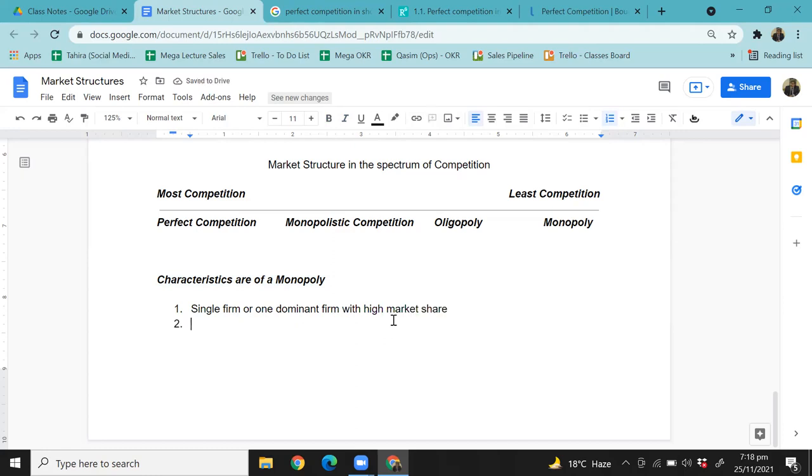The question you should be asking yourself is why this firm. If there is a single firm in the market, there has to be a reason for it. The most obvious reason is that it's difficult for other firms to enter or penetrate the market. Something is constraining, limiting or preventing new firms from entering the market. So what is the case then? There are high entry and exit barriers. Does that make sense?